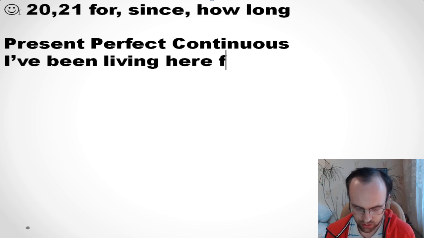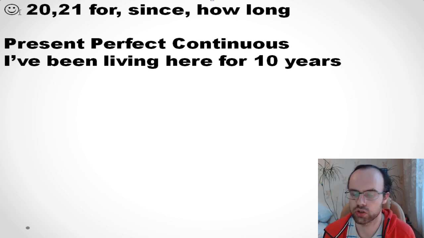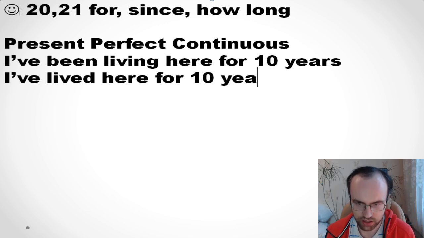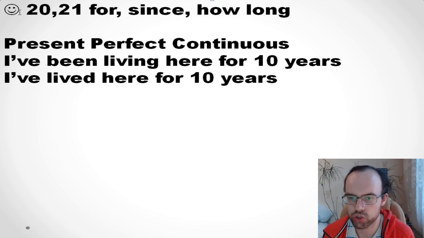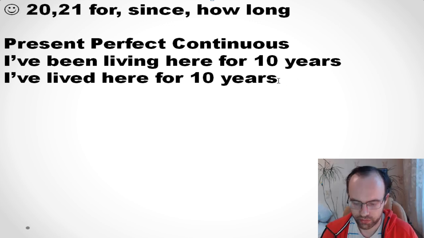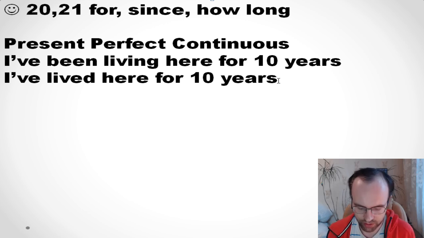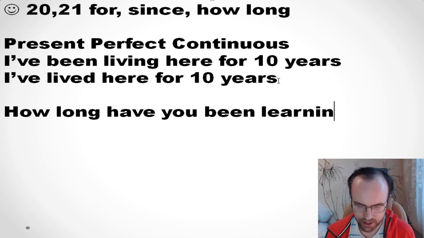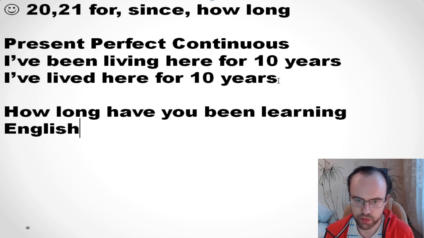But it's also possible to say, I've lived here for 10 years. It's also possible, yeah? For example, if you look at how long have you been learning English? So we use present perfect continuous.